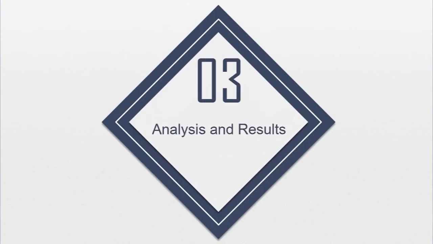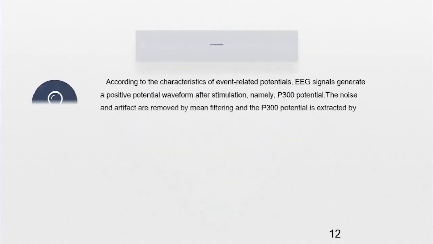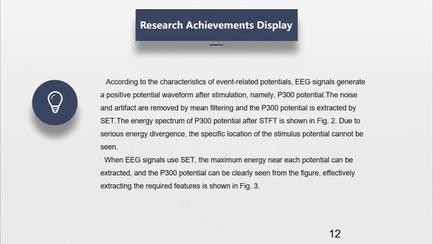So section 3 is the analysis and results. According to the characteristics of event related potential, each signal creates a perceived potential waveform after stimulation, namely the P300 potential. The noise and artifacts are removed by mean filtering, and the P300 potential is extracted by SCT. The energy spectrum of the P300 potential after FT is shown in figure 2.